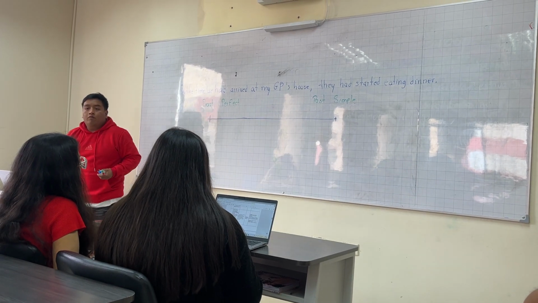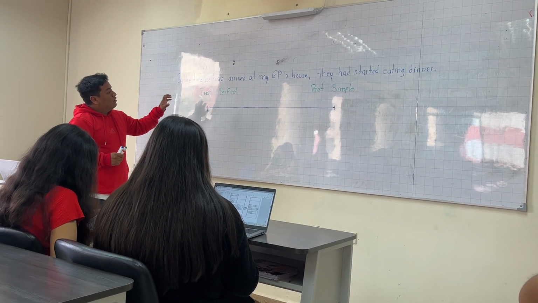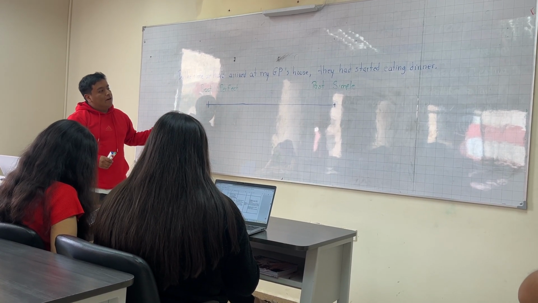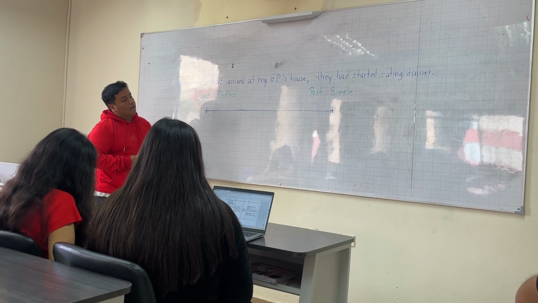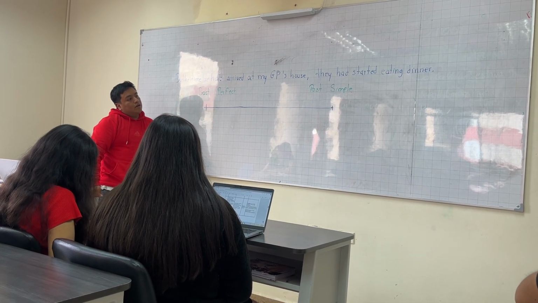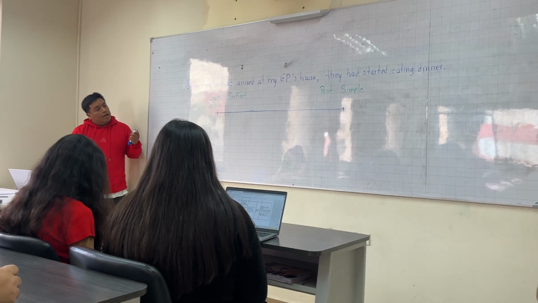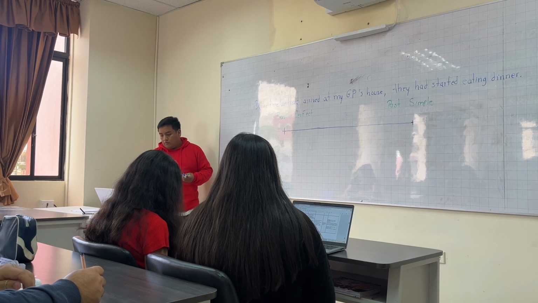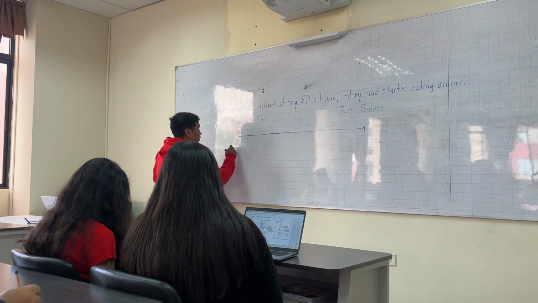Okay, in the timeline we are going to be noting that we are going to use the past perfect to express an idea that happened first. And the past simple we are going to use to talk about an idea that happened after the past perfect. For example, we're going to write an example.